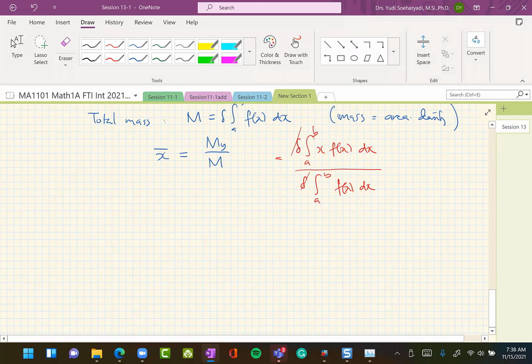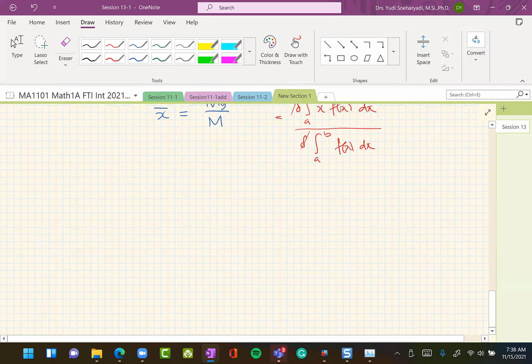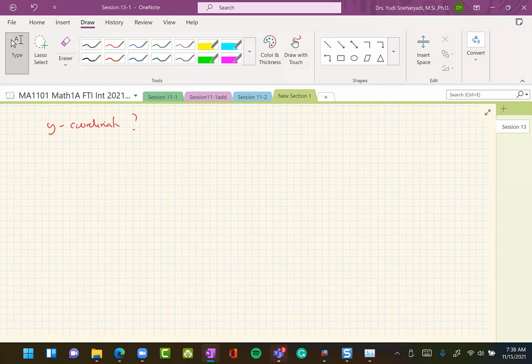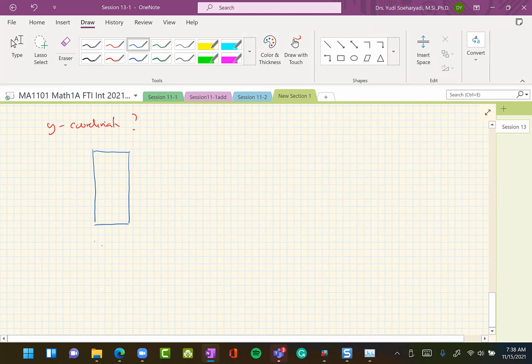What about the y coordinate? So the question is the y coordinate. All right, so let's look again at our sample. This is delta x_i, from x_{i-1} to x_i. So we're computing the moment with respect to the x-axis.